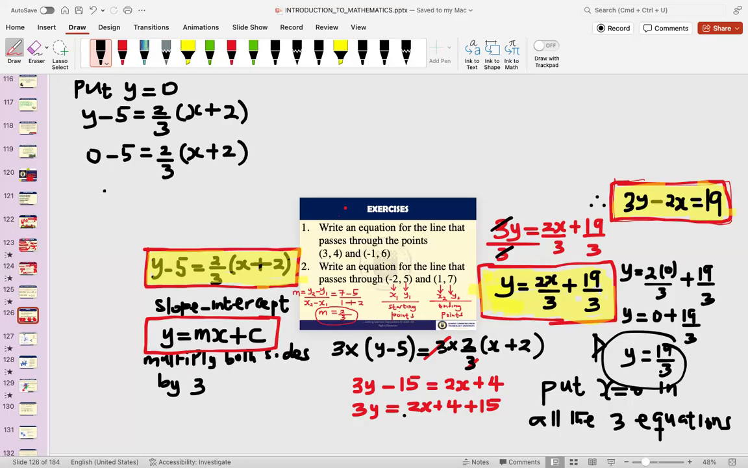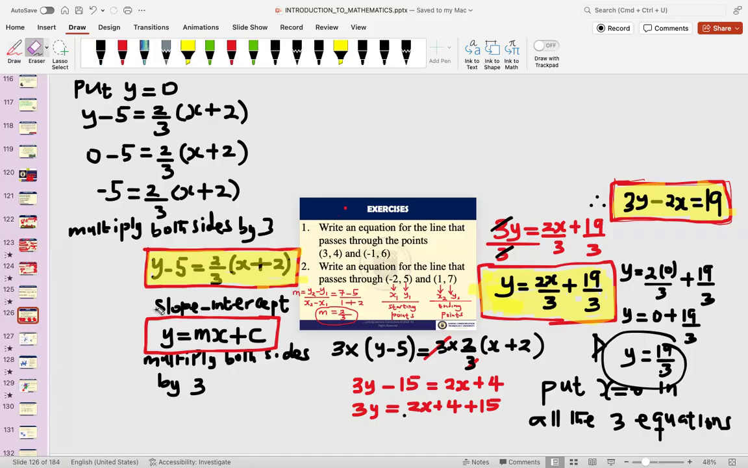So we have negative 5 standing alone equals 2 over 3 times x plus 2. This 3 is worrying us. So the only way we can clear it is that we multiply through by 3. So multiply both sides by 3. So this is what we'll have.